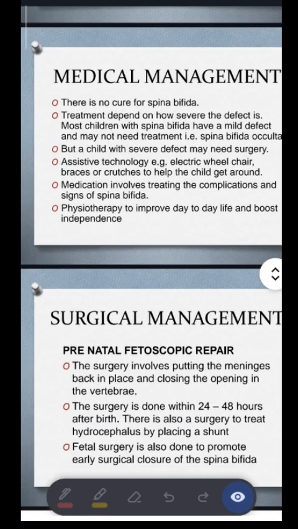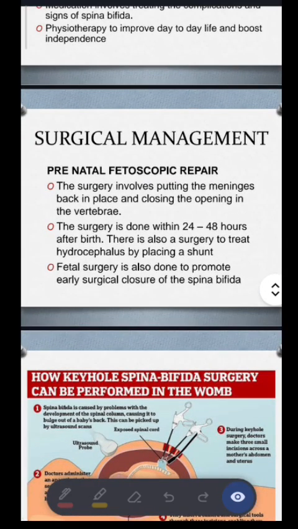Then surgical management includes prenatal fetoscopic repair. The surgery involves putting the meninges back in place and closing the opening of the vertebrae. So it is mainly important. Prenatal surgery involves putting the meninges back in place, closing the opening of the vertebrae.